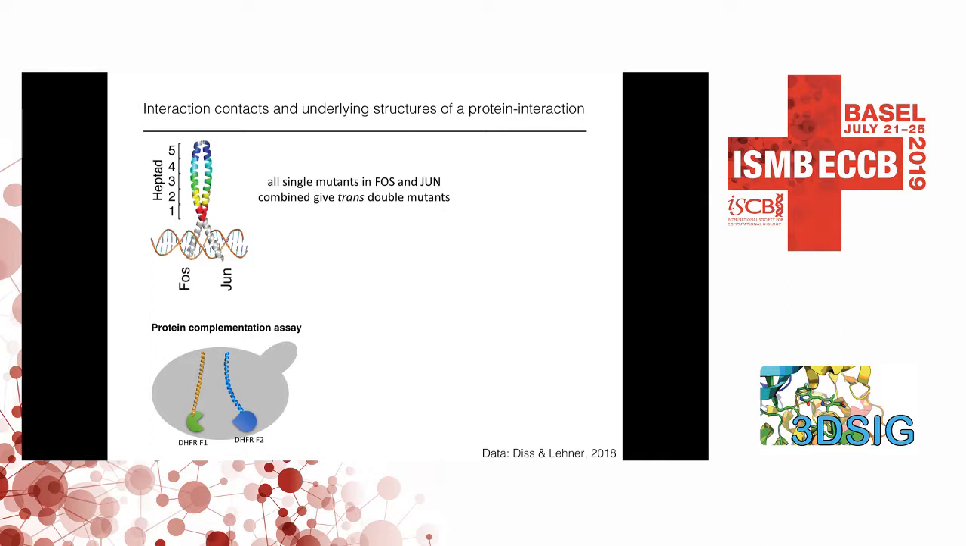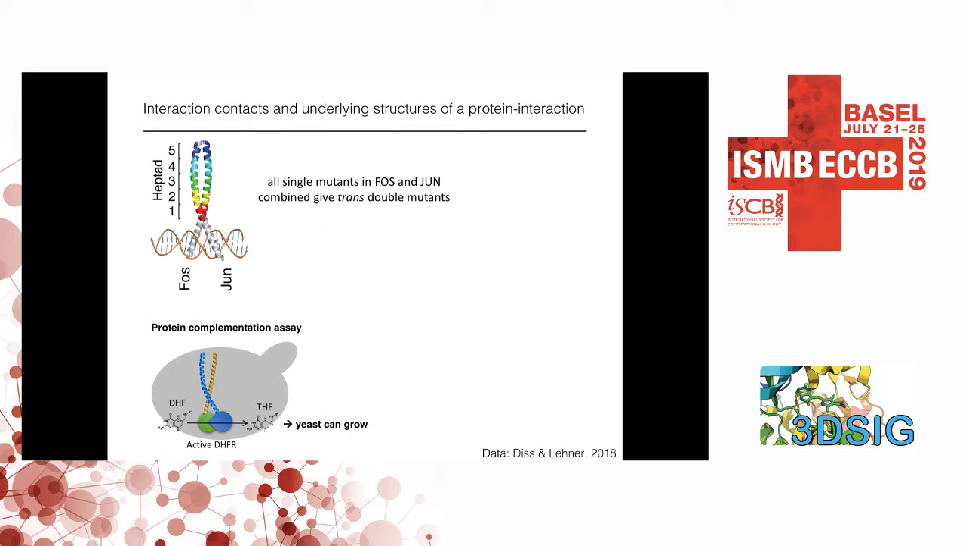So for both of these proteins, all single mutants have been created, and they've been put together on a plasmid to create the double mutants. And the binding affinity of these double mutants can then simply be assayed by a protein complementation assay in yeast. This is a classical assay where you have a split DHFR enzyme, and you attach your proteins of interest to it, and only if these protein variants facilitate the interaction, then the two halves come together and yeast cells can grow.